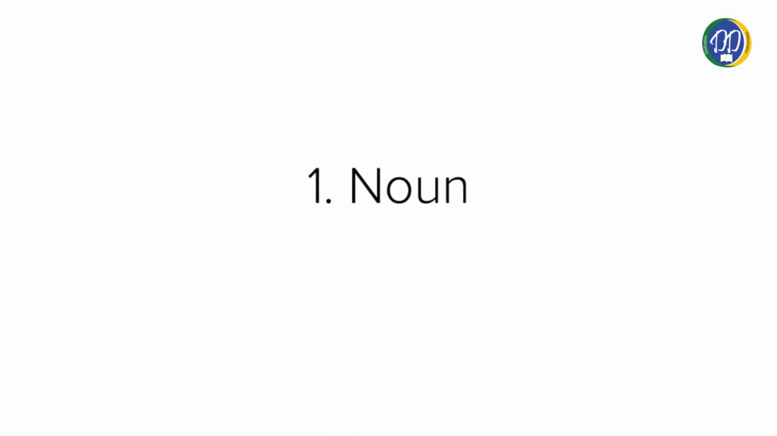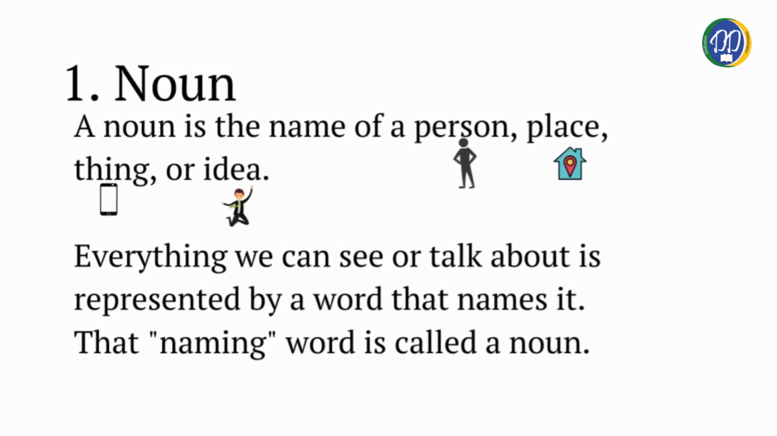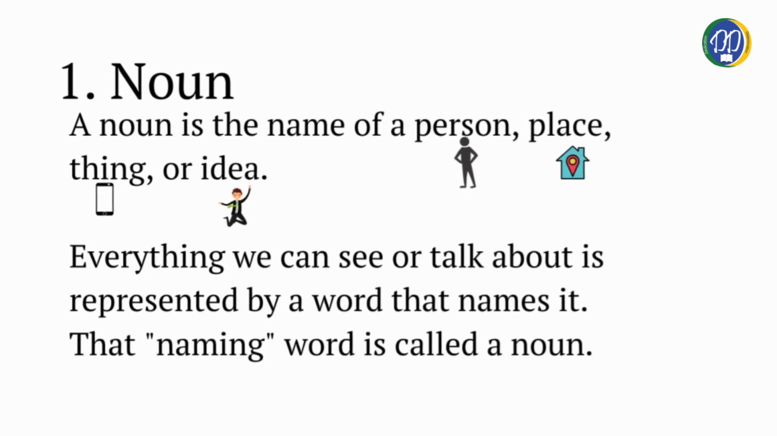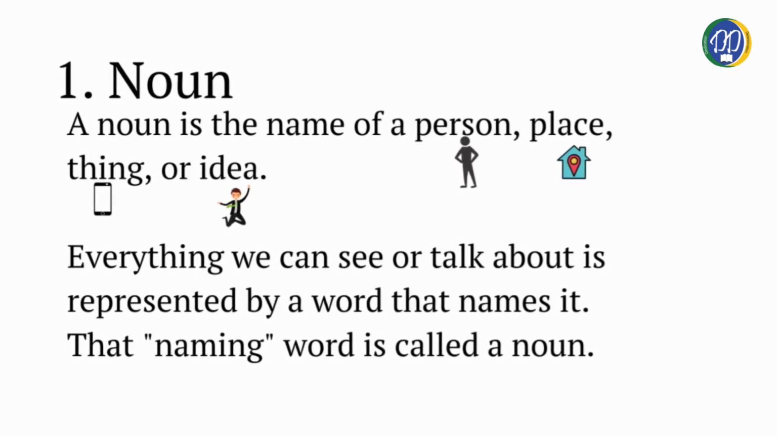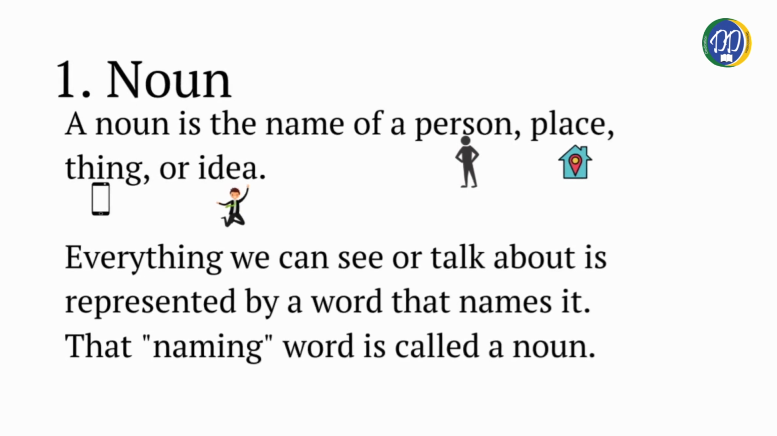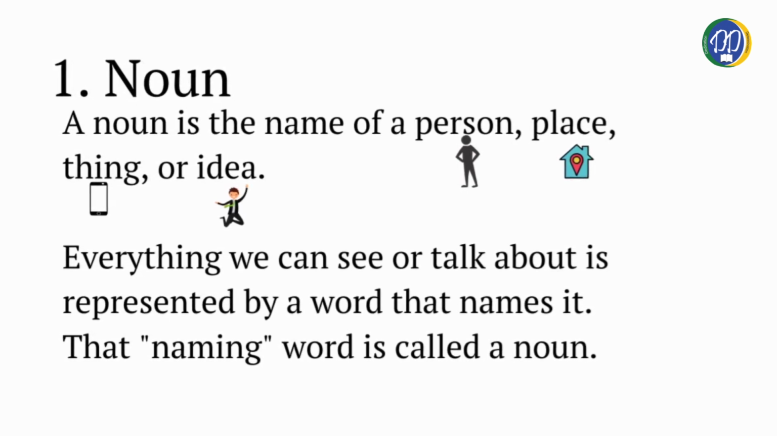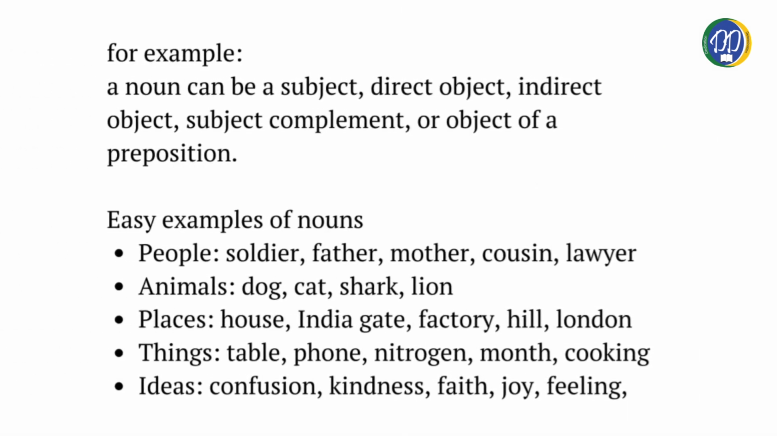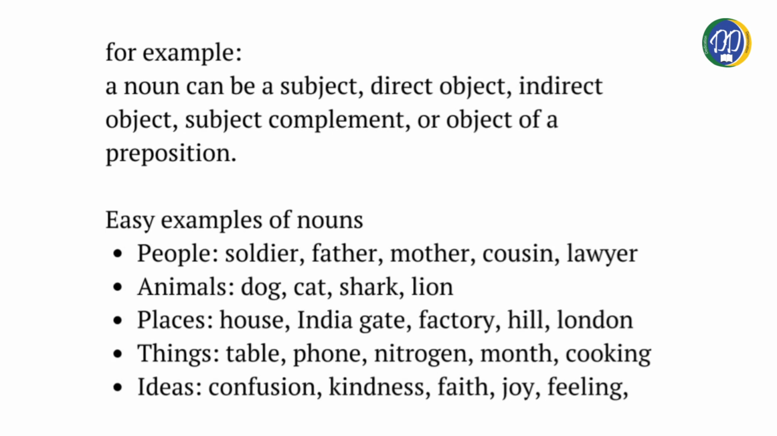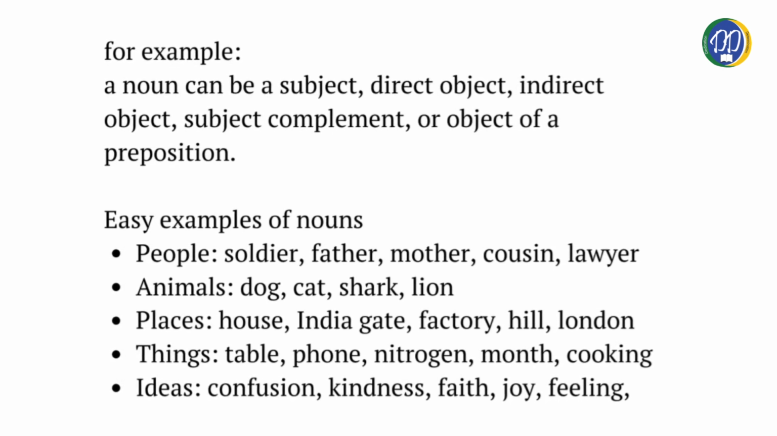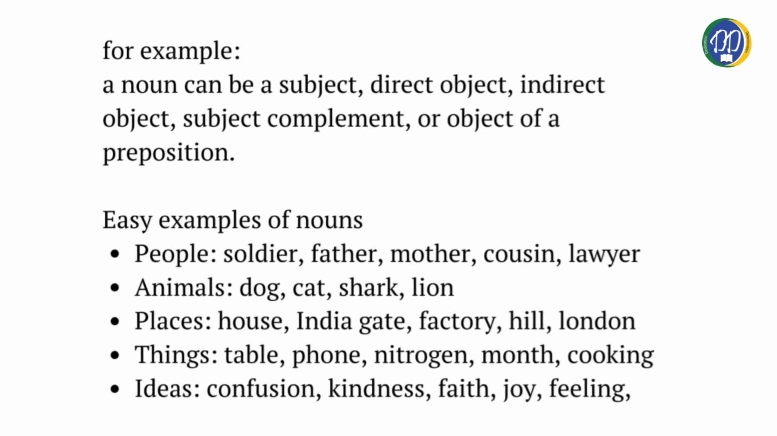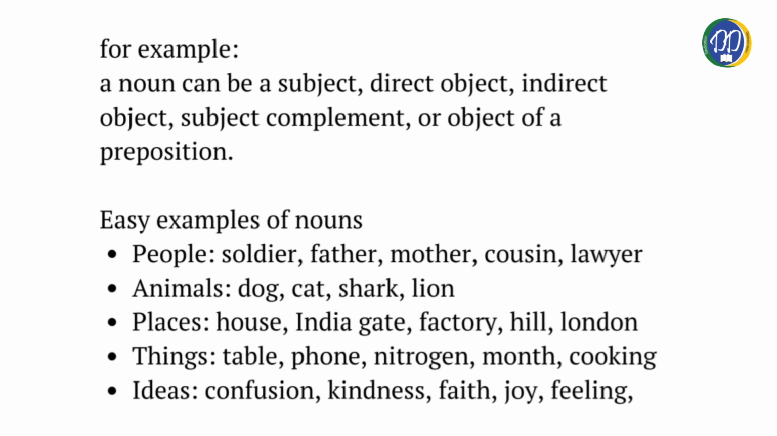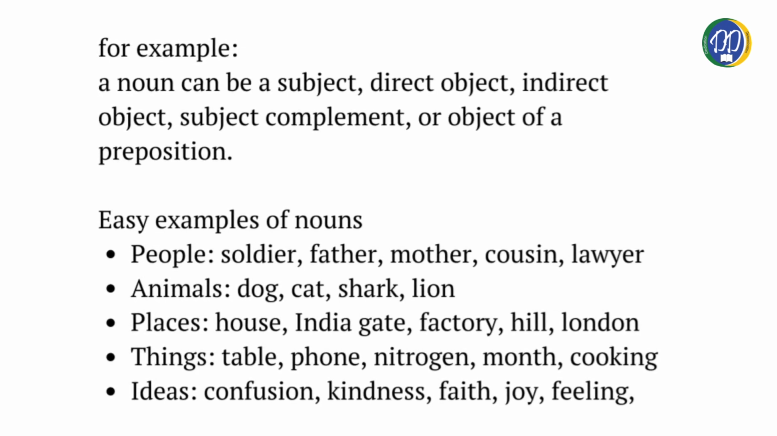And the first one is noun. A noun is the name of a person or place, thing, or even idea. Everything we can see or talk about is represented by a word that names it, and that naming word is called a noun. For example, a noun can be a subject, direct object or indirect object, or subject complement, or object of a preposition. For easier examples, nouns are people, animals, places, things, and ideas.